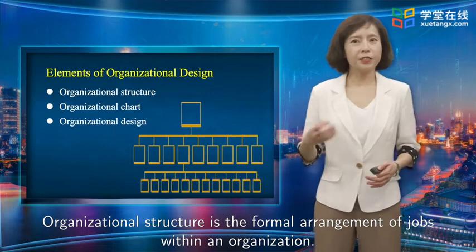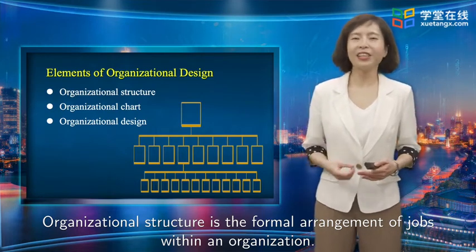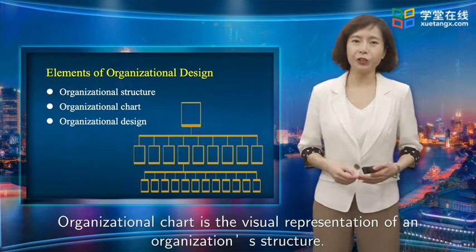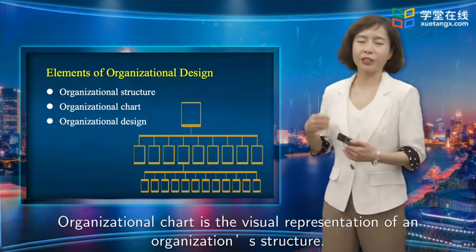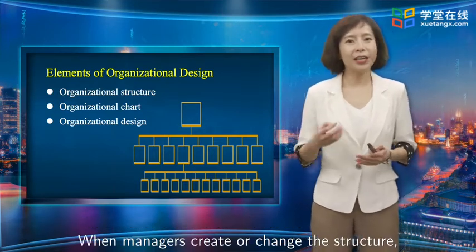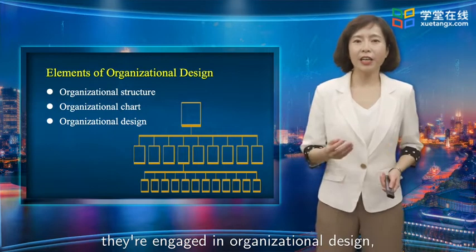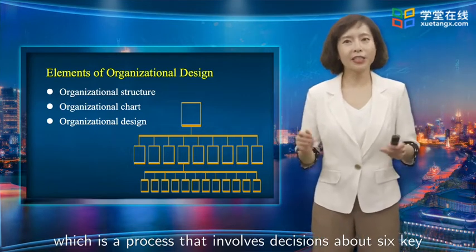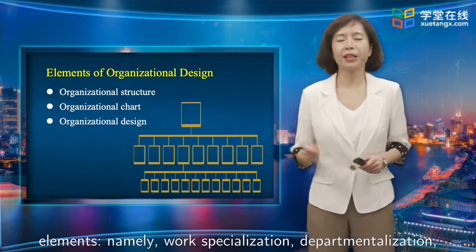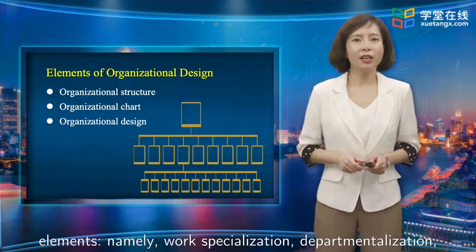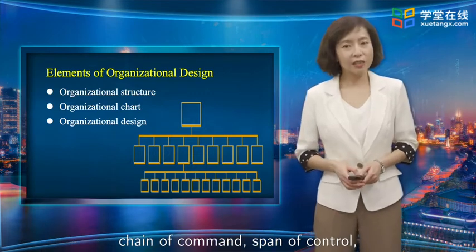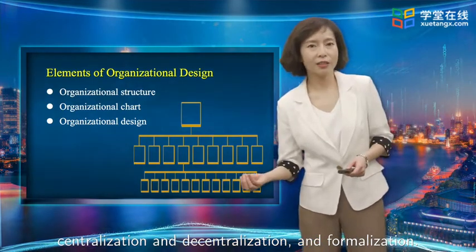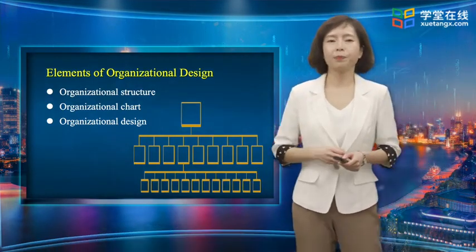Organizational structure is the formal arrangement of jobs within an organization. Organizational chart is the visual representation of an organizational structure. When managers create or change the structure, they engage in organizational design, which is a process that involves decisions about 6 key elements, namely work specialization, departmentalization, chains of command, span of control, centralization and decentralization, and formalization.